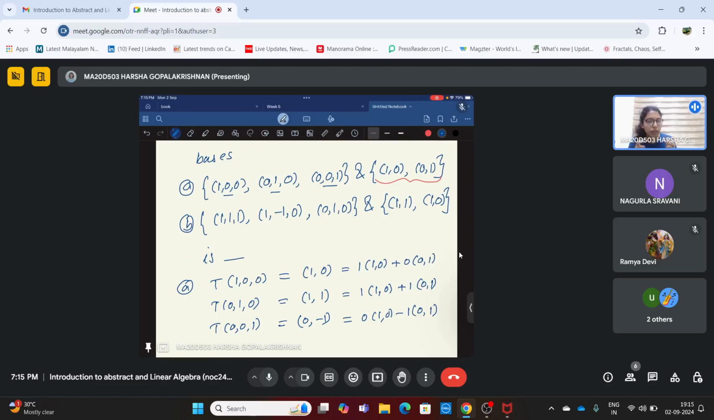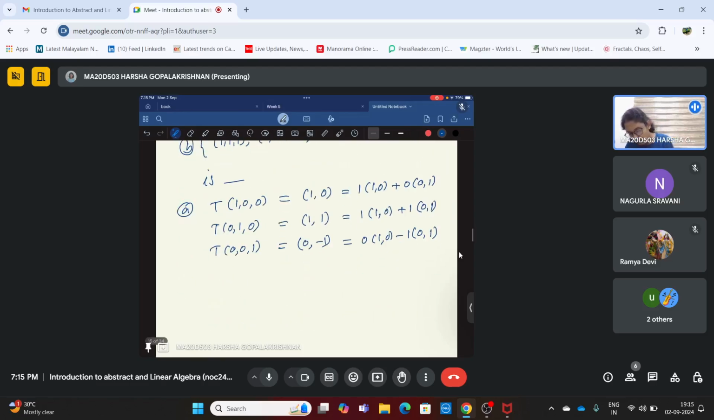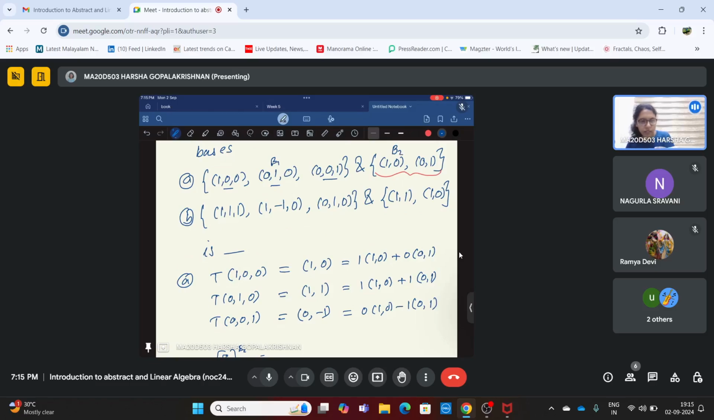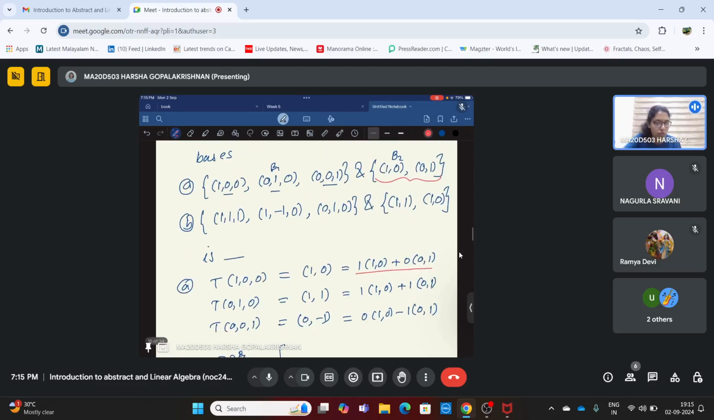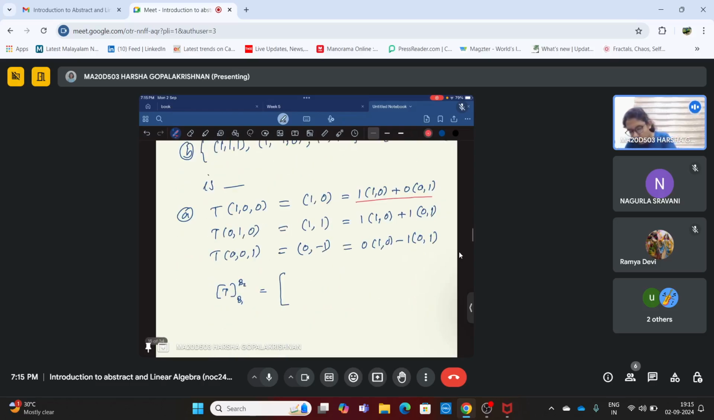After writing this, we will collect the coefficients and write them in a matrix form, with respect to the bases B1 and B2. This is the way of writing. First we have this one, right? We collect the coefficients, 1 and 0. It should be in the same order. Here the order is given 1, 0, 0, 1, so we should not change the order. In the same order, we write it as a column 1, 0. Again, next 1, 1, and then 0, minus 1.